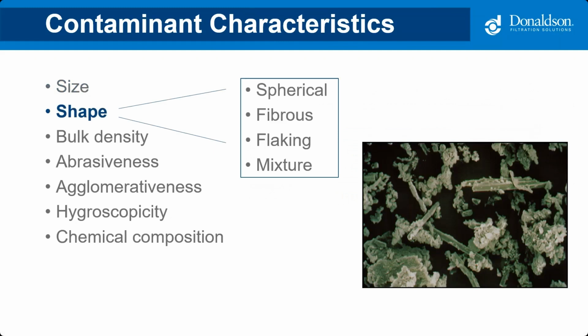The shape of the contaminant could be spherical or round, fibrous, long and skinny, flaking, flat, or a mixture of different shapes, depending on what type of application it is generated from. The photo shows fibrous particles from a fiberglass sanding and grinding operation. In this situation, you'll probably need to specify a particular type of filter media and potentially a specialized filter unit to keep the dust from bridging between the filters.